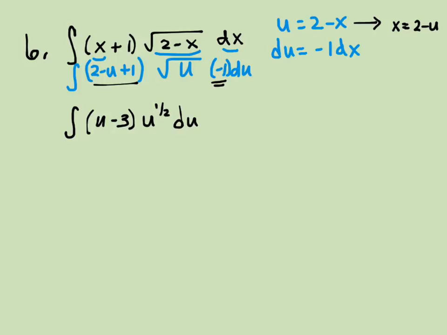Now I can actually distribute this u to the 1/2 through the u minus 3 factor. So this is u to the what? What happens when I have u times u to the 1/2? Somebody said u to the 3/2, and that is correct. This is a 1, that's a 1/2. You add them, 1 and 1/2 is 3/2. Minus, and then I have 3 u to the 1/2 du.